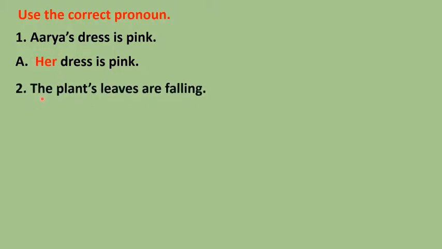The plant's leaves are falling. Now here the word plant has an apostrophe and we are talking about the plant's leaves. So which pronoun will you use in place of the word plant? The sentence is talking mainly about the noun plant. So you will use its leaves are falling.